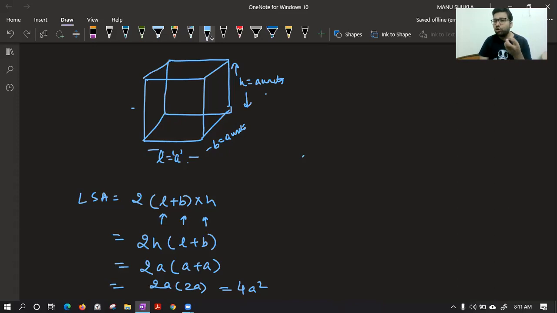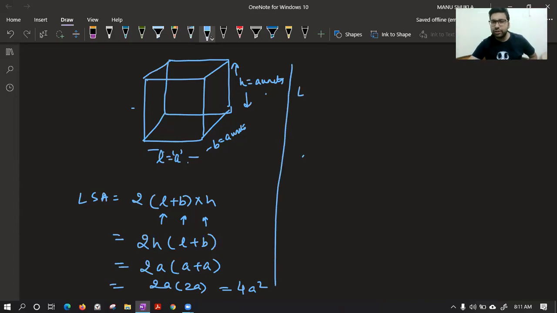Or you can find it by analogy of your home or your office, wherever you are. You can see there are 4 walls, all have dimensions a and a. So a square for this face, the back one and the front one. Again it is 4 walls having a square. So 4a square is the answer of lateral surface area.